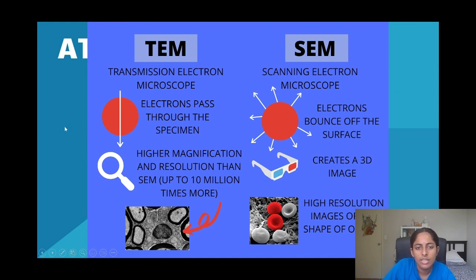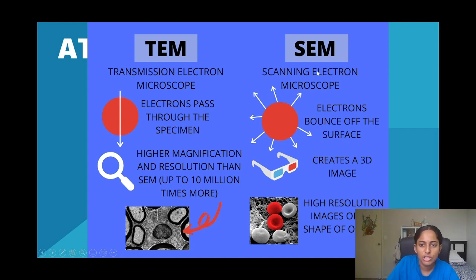And the way that these work are a bit different. So you can see here that in a transmission electron microscope, what happens is that the electrons just pass right through the specimen. And this enables you to see things much more close up, and you can see that over this image here, it's very detailed. You have a higher magnification as well as a higher resolution, and you can see things up to 10 million times more as well. So it's really cool.